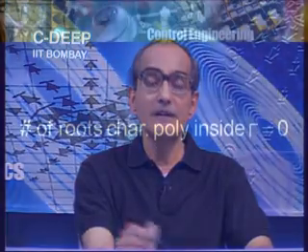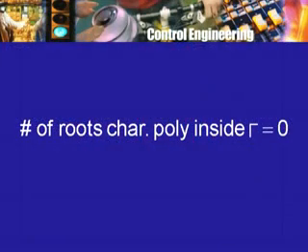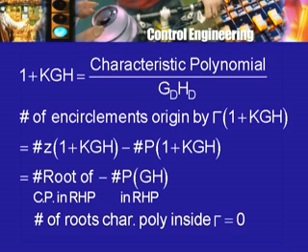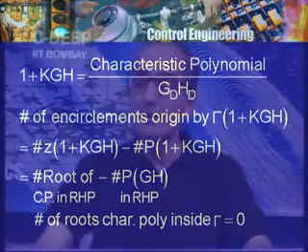Now, if the number of encirclements is also 0, then you have 0 equal to the number of roots of the characteristic polynomial minus 0. Therefore, the number of roots of the characteristic polynomial inside the Nyquist contour gamma is going to be equal to 0. In other words, the characteristic polynomial has no roots inside the right half plane, and therefore, the closed loop feedback control system is stable.